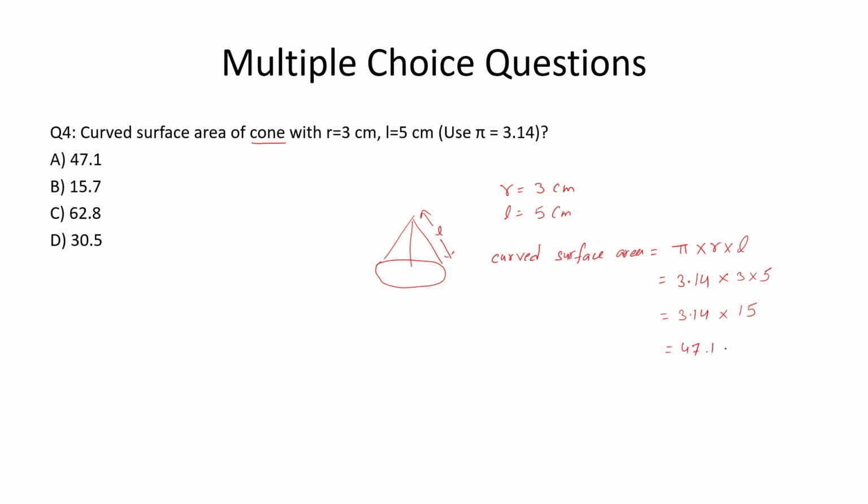Can you tell me the units? Pi is a constant, no unit is there. R in centimeter, L in centimeter. So centimeter into centimeter, so centimeter square. Area is always in square, centimeter square, meter square, like that. Volume is always centimeter cube. So for this problem, option A is correct. Am I clear?